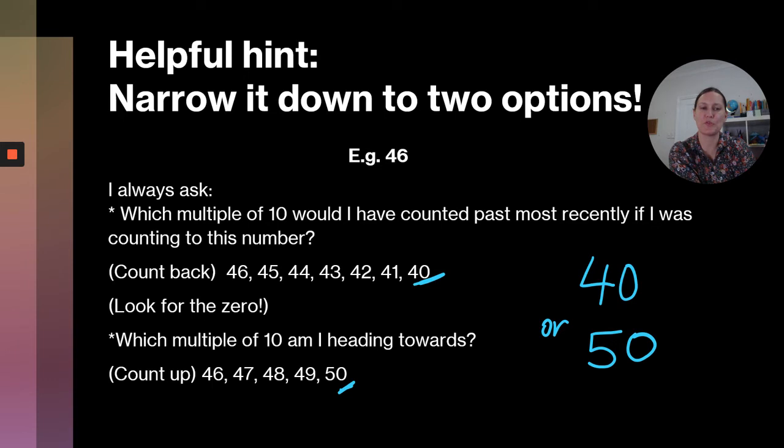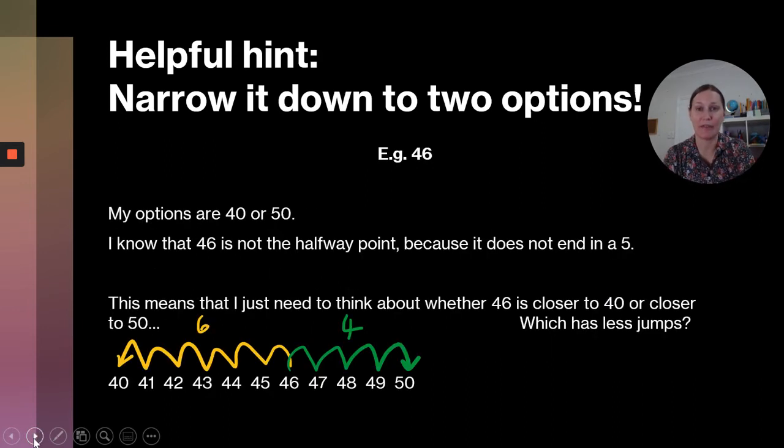So that's my one option. I might be rounding down to 40. I'm going to look at now what the next multiple of 10 would be if I was counting up from my number. So 46, and I'm going to count up 47, 48, 49, 50. So I know for 46, I've narrowed it down to 2 options. I'm either going to round down to 40 or up to 50. If you were listening earlier, you may have already decided whether we should be rounding up or down, but let's keep going together. My options are 40 or 50.